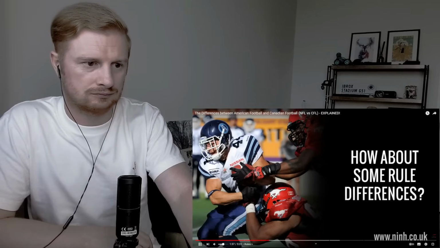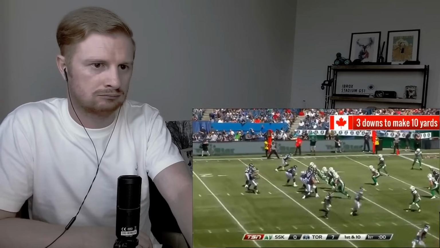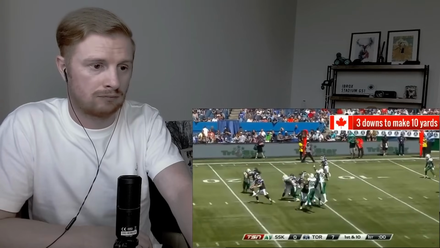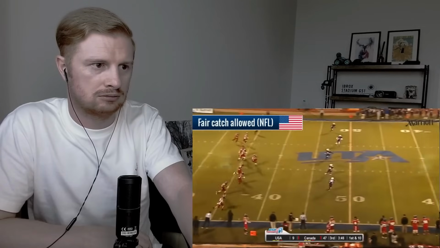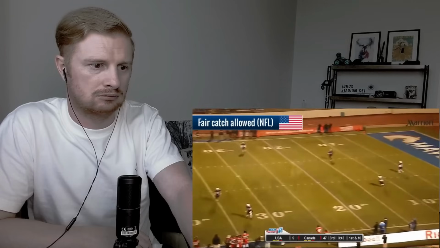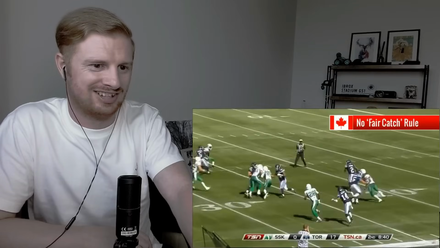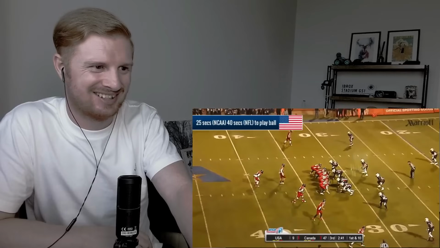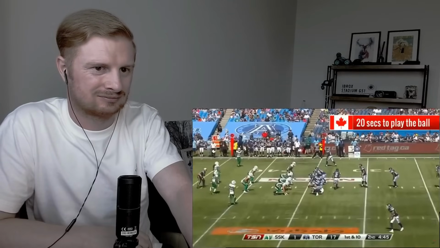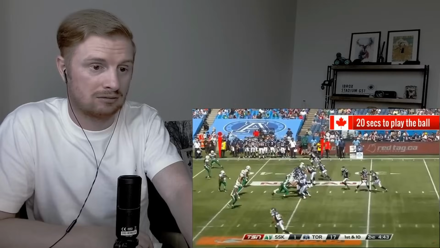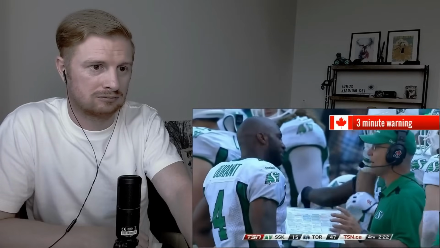Differences. Well, in American football, you have 4 downs to make 10 yards. In Canadian football, you only have 3 downs to make those same 10 yards. Pressure on each. In American football, you can signal for a fair catch, allowing the receiver to catch the ball safely. The Canadians think that this is an abomination and they don't have a fair catch rule. Nice. In American football, you either have 25 seconds or 40 seconds to play the ball. In Canada, you only get 20 seconds. And you get a 2-minute warning in American football and a 3-minute warning in Canadian football.